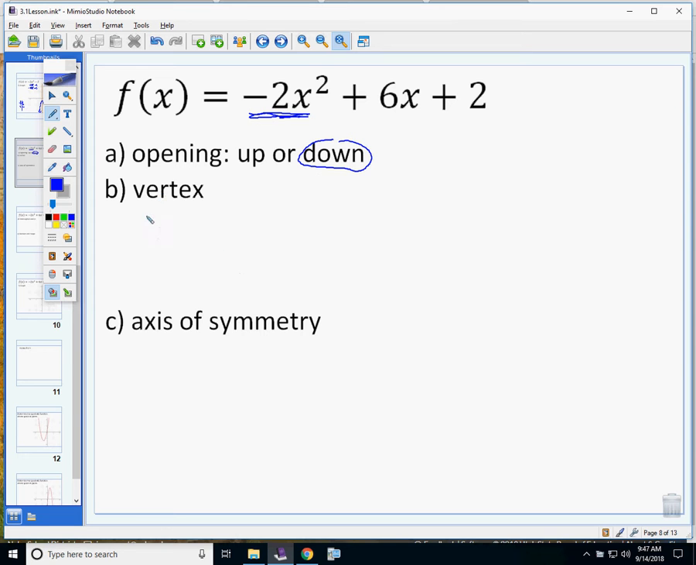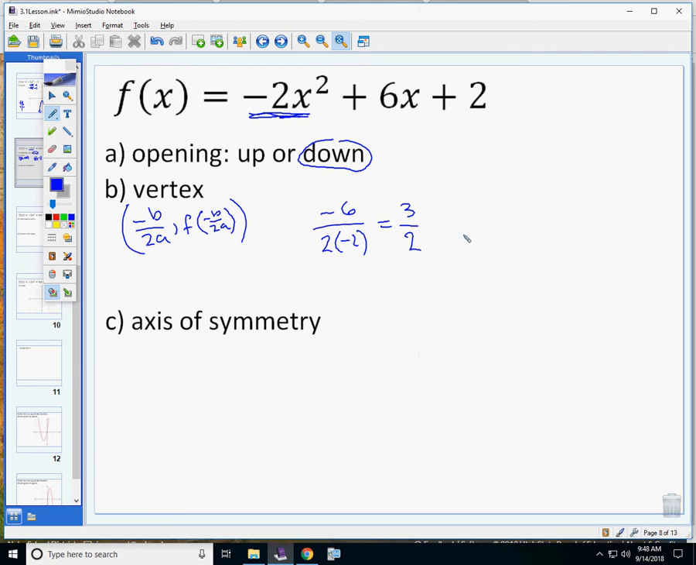To find the vertex, we take negative b over 2a, and then we plug that back into our function to find the y-coordinate. So in this case, b is 6, so we'd have negative 6 over 2 times negative 2. And that gives us 6 over 4, which is 3 halves. So now we'll plug that back in.